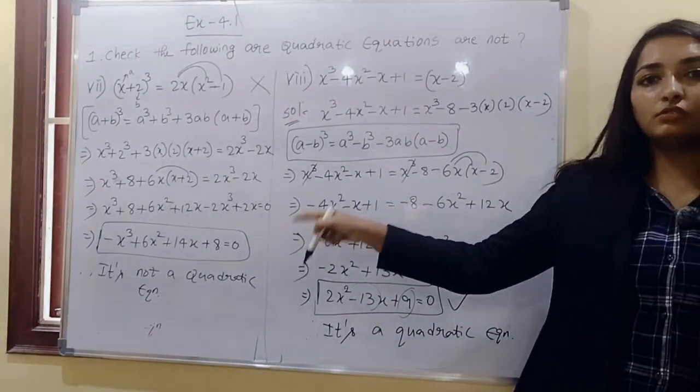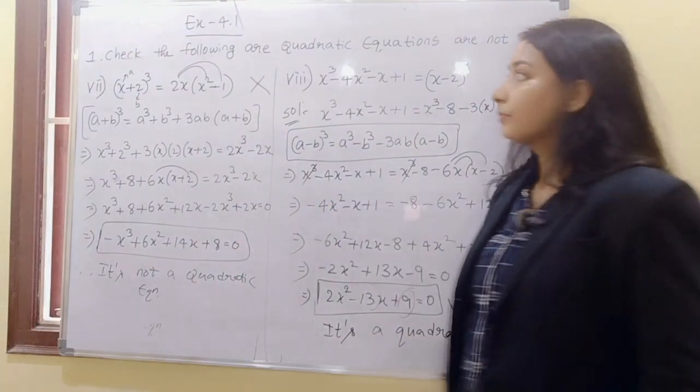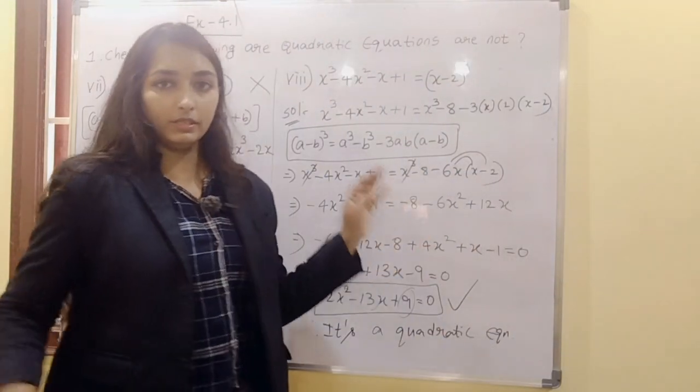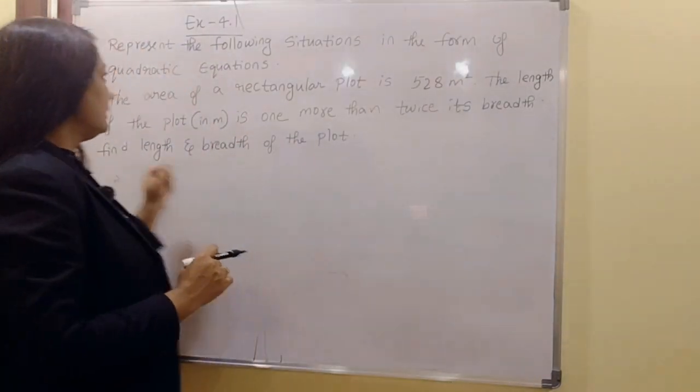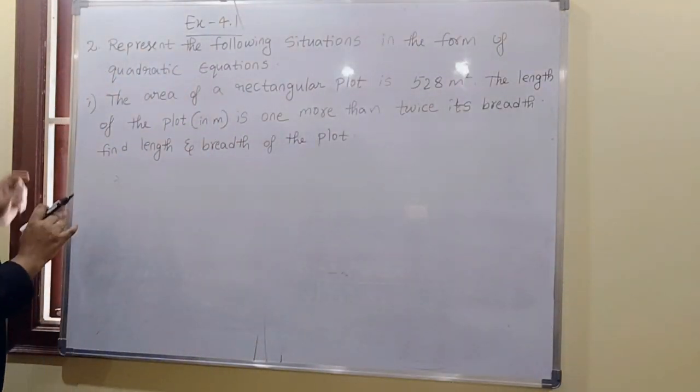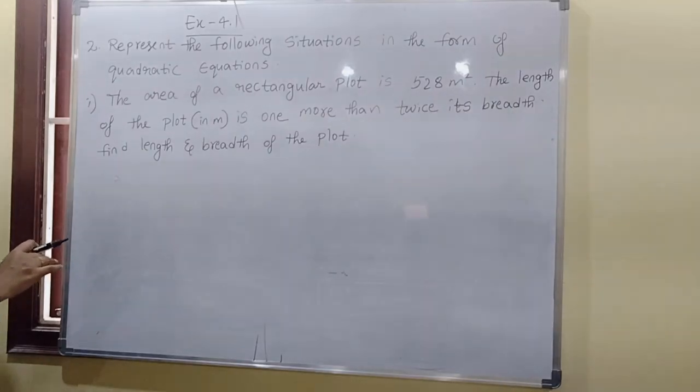And that one is not a quadratic equation. Which one? 7th one. 8th one is a quadratic equation. Okay, exercise 4.1, and this is the second question, first one. So read the second question.